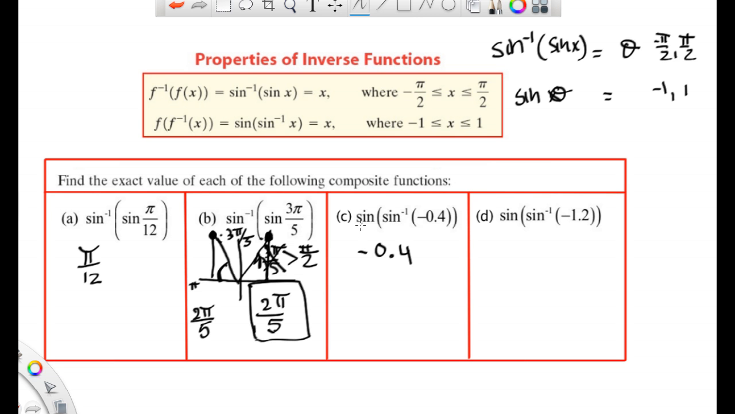Because the sine is always between negative 1 and 1. Because of that, that's a problem. You cannot say that this answer is going to be negative 1.2, because the sine will only give you values between negative 1 and 1. So it is impossible to do this. That's not possible, so you would just say not possible.